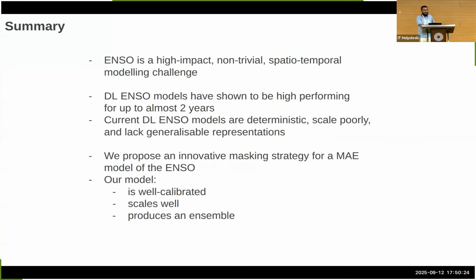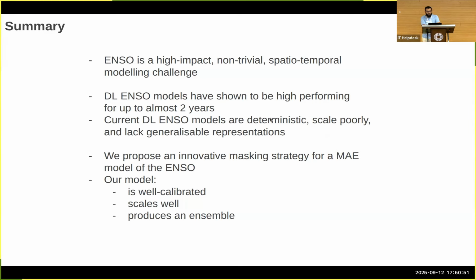Okay, to summarize, what I want you to take home is that ENSO is a high impact, non-trivial spatiotemporal modeling challenge. And deep learning ENSO models have been shown to be high performing for up to around 1.5 to 2 years. Even though this whole field started only 5 years ago in 2019, they have made quite some progress.